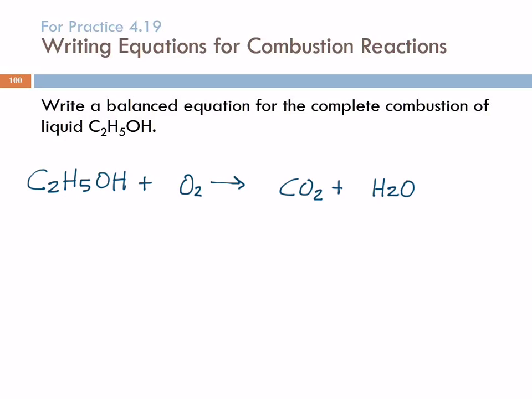So we might want to start with the carbons. Here we have 2 carbons, and we only have 1 carbon on the right. So if I put a 2 in front of the CO2, I've got 2 carbons on each side. And then the next thing we probably want to do is the hydrogens. Oxygen is all by himself here, and so we probably want to leave that one to last. So over here I have 6 hydrogens. I need to make 6 hydrogens over here, so I'll put a 3 in front of water.